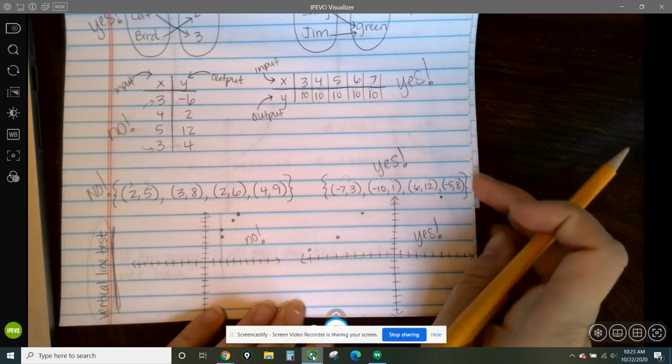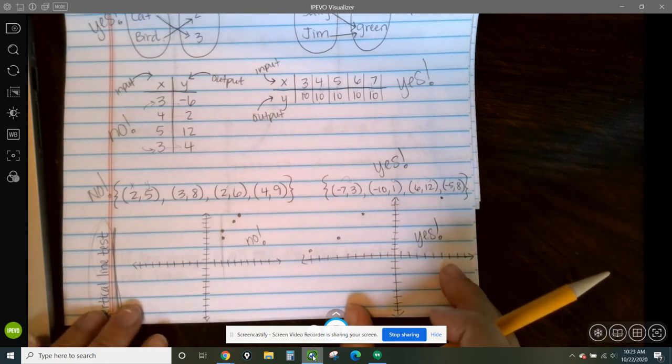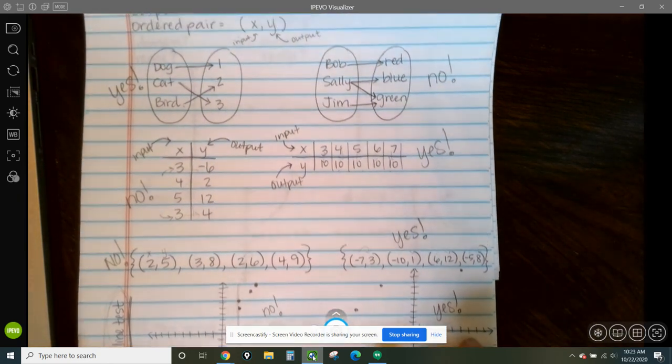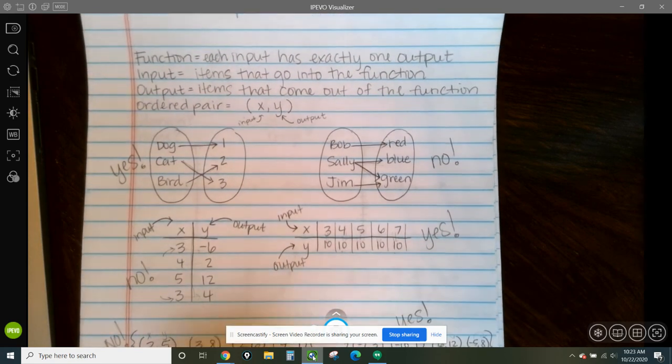So these are all the things you need to know about functions. So hopefully you wrote all of this down. You can always rewatch the video anytime and use these notes for your checkpoint.